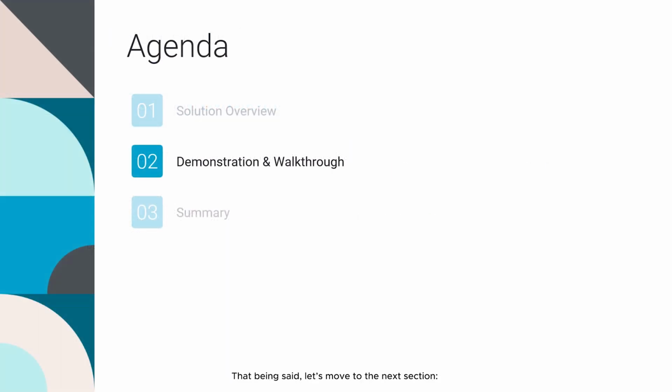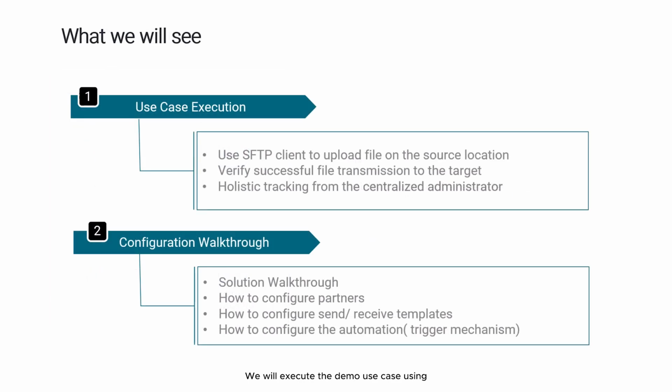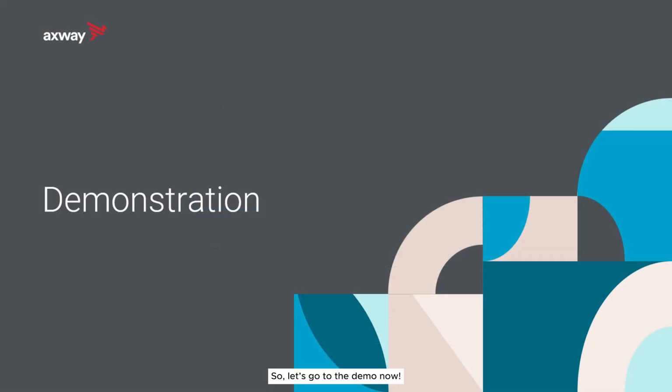That being said, let's move on to the next section, demonstration and walkthrough. For today's video, let's consider that we want to send orders.csv files from the inventory application to the distribution application. As mentioned, we will use PeSIT as the transport protocol. We will execute the demo use case using an SFTP client to upload files to the source location, followed by verifying the successful file transmission by checking the target application. Then we will explore the platform and see how to set up the required configurations. So let's go to the demo now.